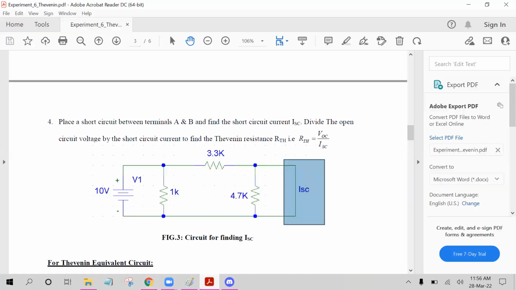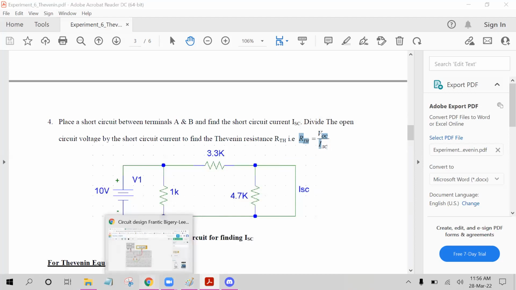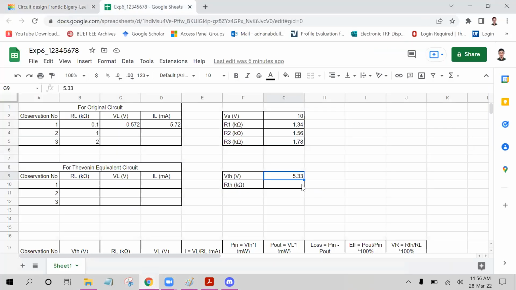Now we can use this formula to calculate RThevenin. RThevenin equals VThevenin divided by ISC. I'm just going to write this formula directly in this cell. Everyone, please follow me and go to your data sheet and fill up the RThevenin cell. So what is my RThevenin? VThevenin divided by the current.